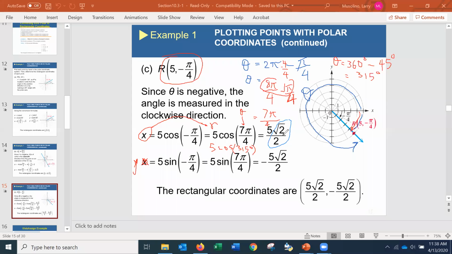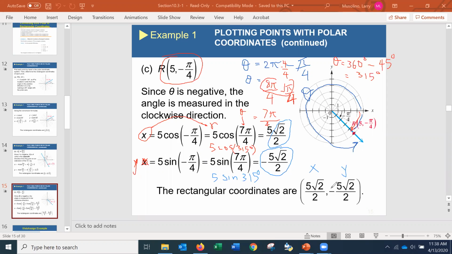So this answer turns out to be 5 square root of 2 over 2. All right, how about the y value? Well, the y value is 5 sine theta, or I could say 5 sine 315. But the sine of 315 is negative square root of 2 over 2. Multiply it by r, which is 5, and I get negative 5 square root of 2 over 2. So here are the answers written in XY format.